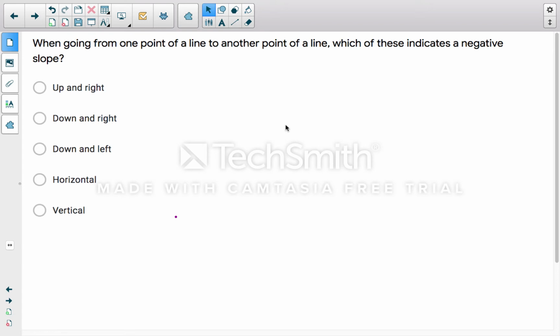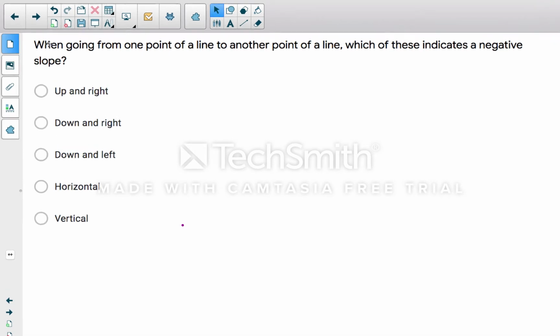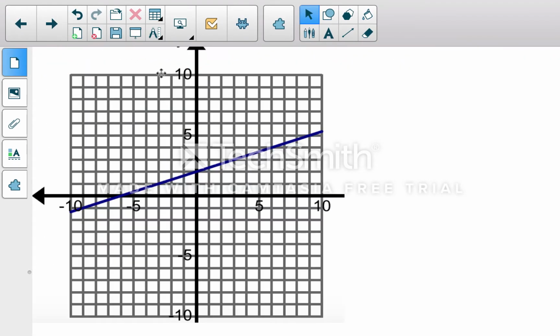Alright, this question says, when going from one point of a line to another point of a line, which of these indicates a negative slope? Up and right, down and right, down and left, horizontal, vertical. This is a tough question. It's a concept question, so it might help to look at a bunch of examples.